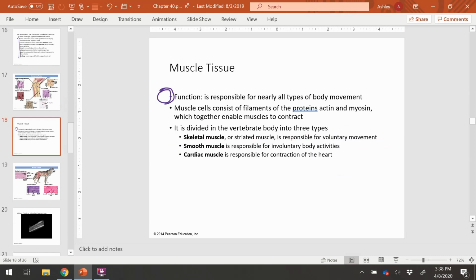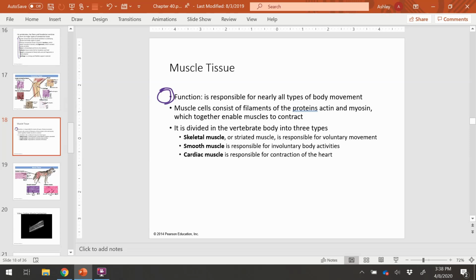Yes, muscle tissue. Muscle tissue consists of filaments of proteins. These proteins, actin and myosin, work together along with calcium to allow muscles to contract. There are three different types of muscle tissue. Skeletal muscle tissue is for voluntary body movement. It's attached to the bones and allows us to move.